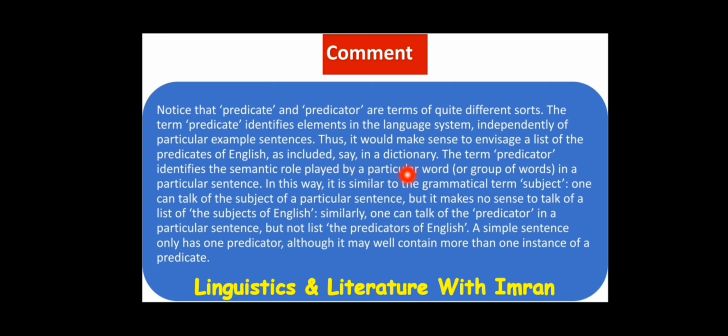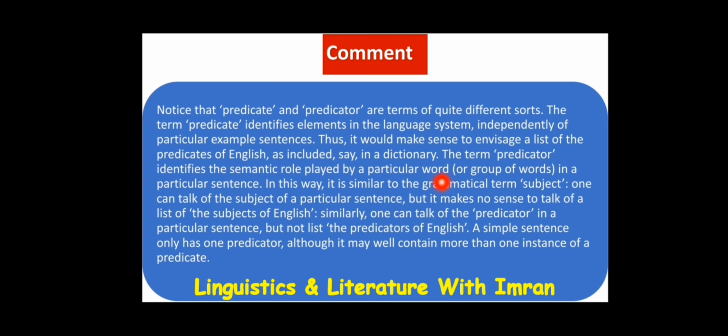The term predicator identifies the semantic role played by a particular word or a group of words in a particular sentence, right? So when a predicate plays its role in a sentence, then we call it a predicator, right? So then it will have a semantic role. So when a predicate has a semantic role in a particular sentence, then we call it a predicator. Let me repeat once more. The term predicator identifies the semantic role played by a particular word.